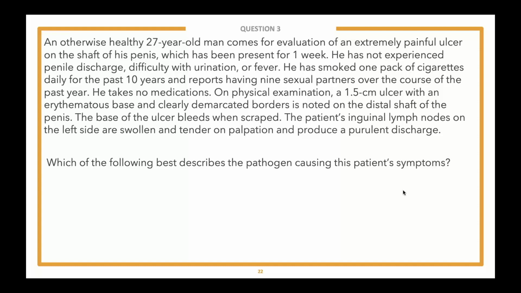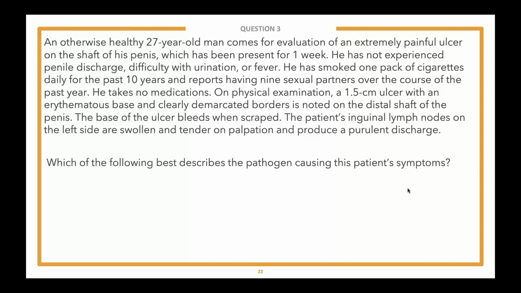He has not experienced penile discharge, difficulty with urination, or fever. He has smoked one pack of cigarettes daily for the past 10 years and reports having 9 sexual partners over the course of the past year. He takes no medications. On physical examination, a 1.5 centimeter ulcer with an erythematous base and a clearly demarcated border is noted on the distal shaft of the penis. The base of the ulcer bleeds when scraped. The patient's inguinal lymph nodes on the left side are swollen and tender on palpation and produce a purulent discharge.